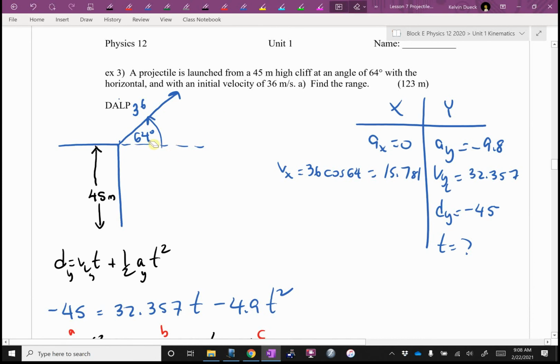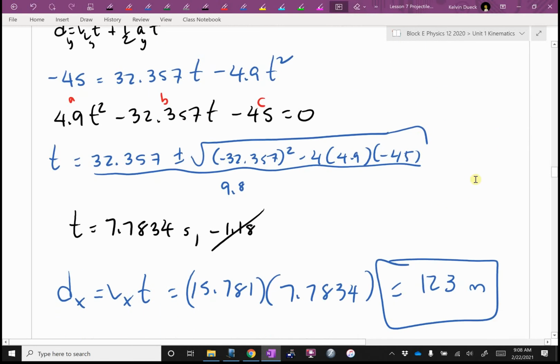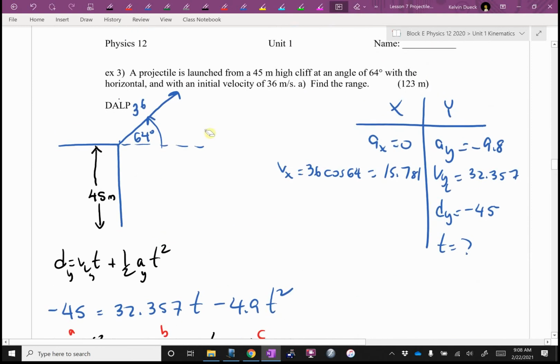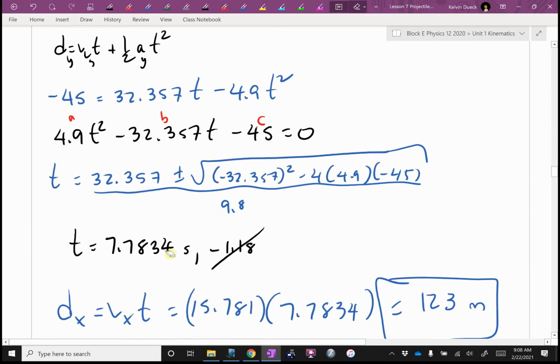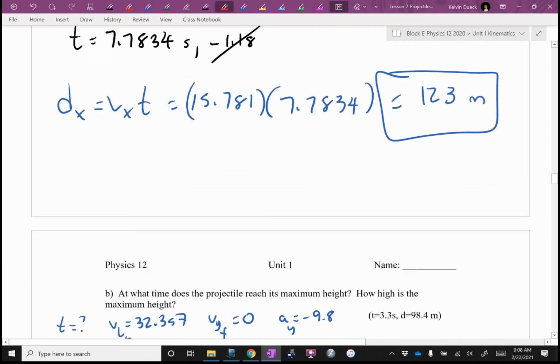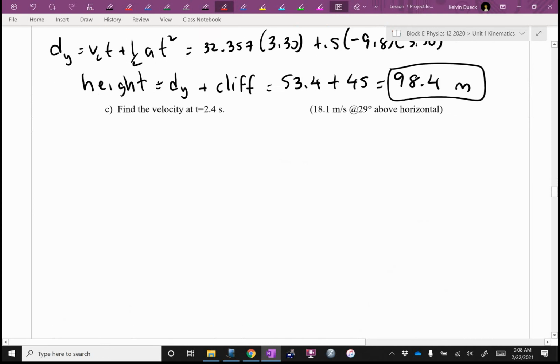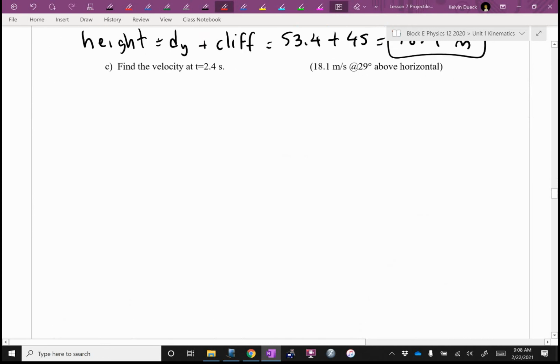We had looked at a projectile that was being launched at an angle of 64 degrees above the horizontal, 36 meters per second. Did I say angle? Components. And Ax equals 0, Ay equals negative 9.8. We had found the range, but first to find the range, the dx, we had found time using the quadratic formula. We had rejected the negative root. C says this, find the velocity at t equals 2.4 seconds.